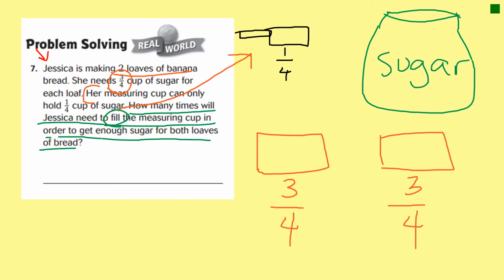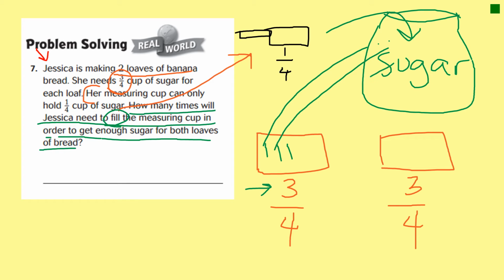So how many times is she going to have to scoop out of here to make all the banana bread? Well, she only gets 1/4 each time. So she's going to scoop once, that's 1/4. Twice, that's 2/4. 3 times, that's 3/4. So it'd be 1/4, 2/4, 3/4 with her little measuring cup. Okay, so that's 3 scoops into the sugar.